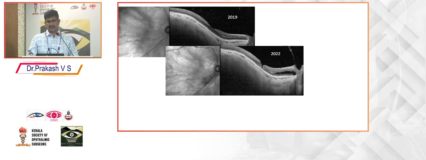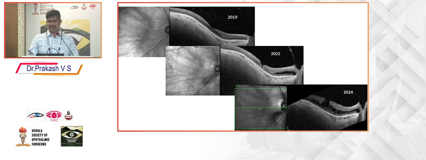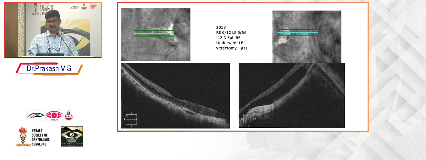So this actually shows the natural course of myopic maculopathy. This is a picture on the top in 2019. Then you can see there is a full thickness macular hole that is slowly developing, and then a few years later there is anterior posterior traction also developing. So that's the way it usually progresses.